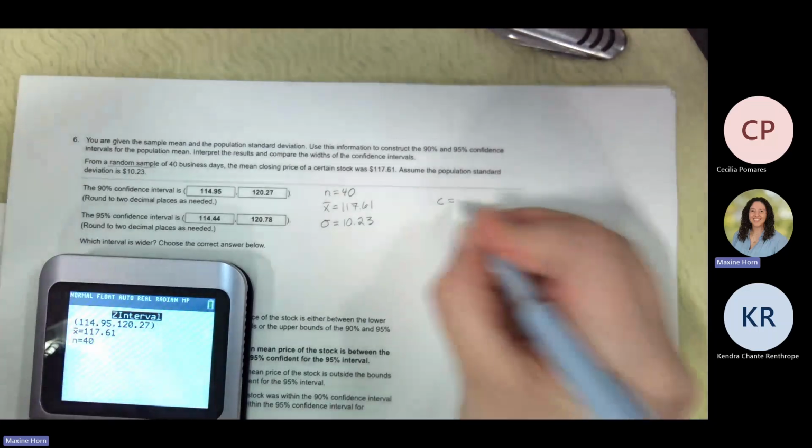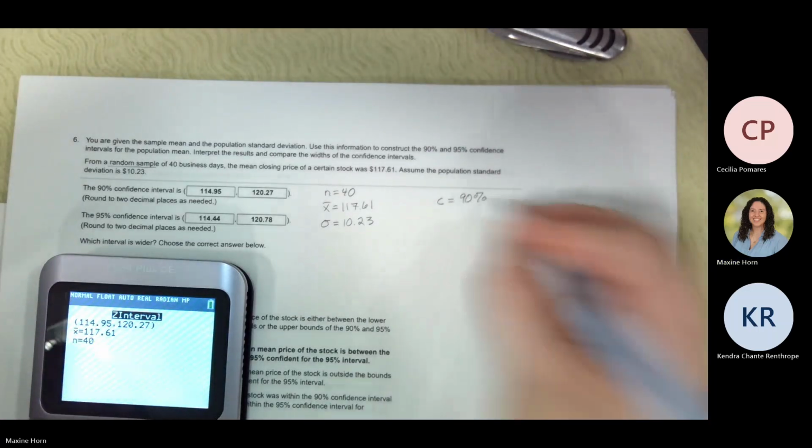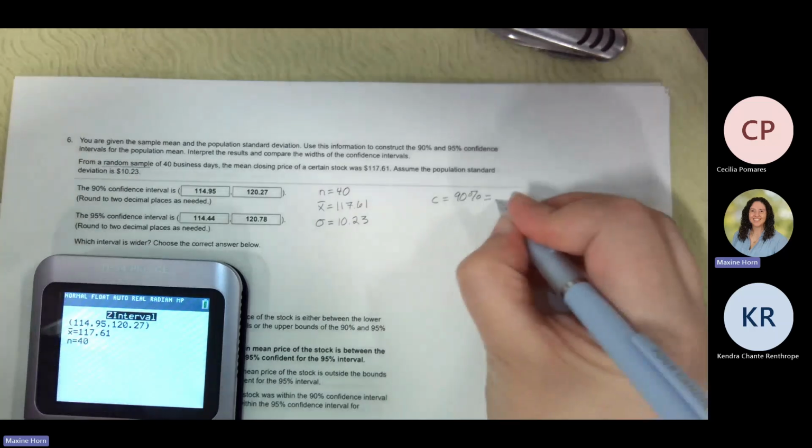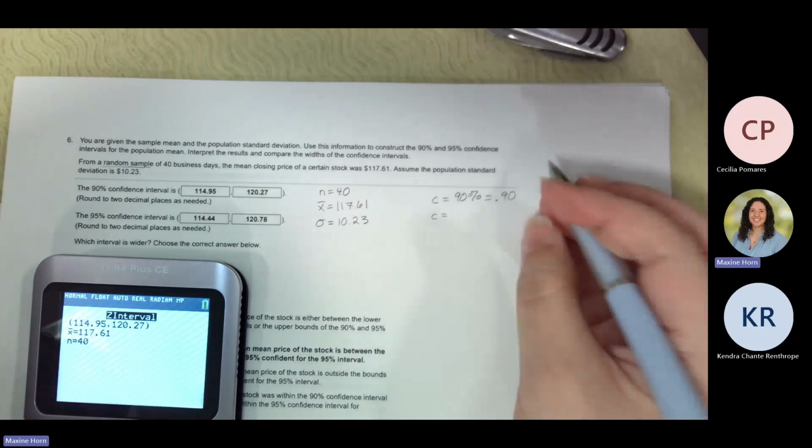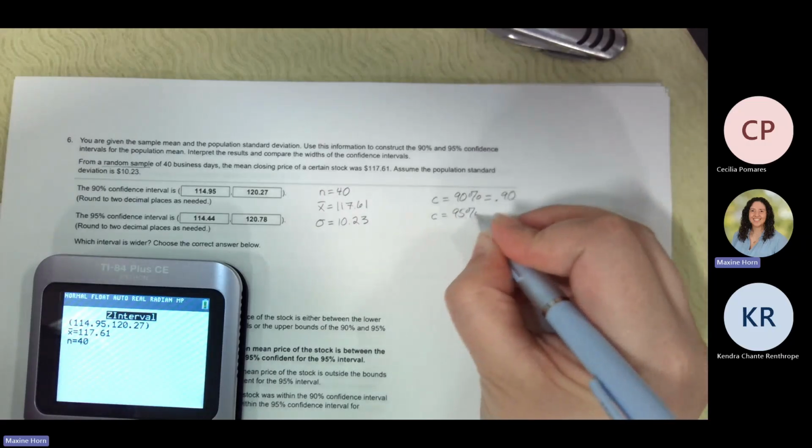Okay, now we're going to do the exact same thing, but with a C value of 0.95. Also, side note, notice that every time it gives me it in a percentage, you have to write it as a decimal, right? So if your confidence level is 95%, you have to write that as 0.95. Don't forget that you have to write that as a decimal. So we're going to go back, we're going to go stat, tests, number 7, the Z interval. And the only thing we're going to change here is that we want to be a little bit more confident.